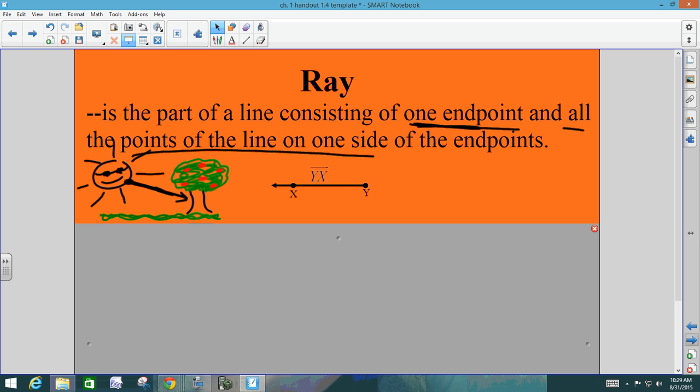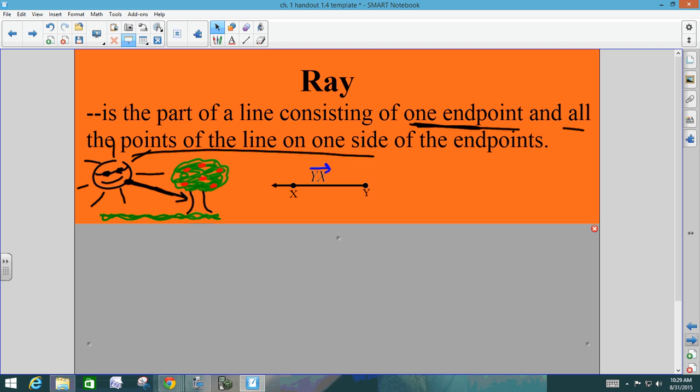The endpoint is the first letter when you name it. So I am calling this ray YX. Y because that's the endpoint, and then it goes towards X. It's hard to tell up here, but this is a little tiny ray. It has one endpoint and then it's got one arrow. Your symbol will always point to the right. The first letter will always be the endpoint. The second letter is the direction in which it's going.